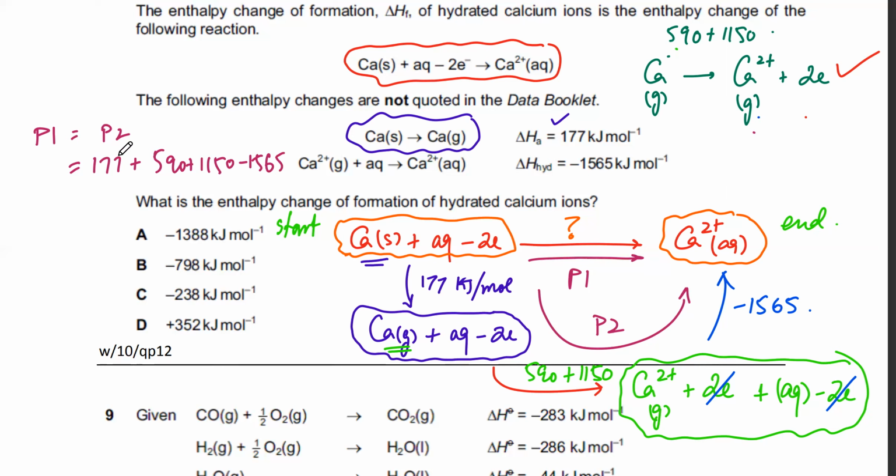And what is the value that we're getting? I think it's going to come out to be plus 352. That is the value that we're going to get.